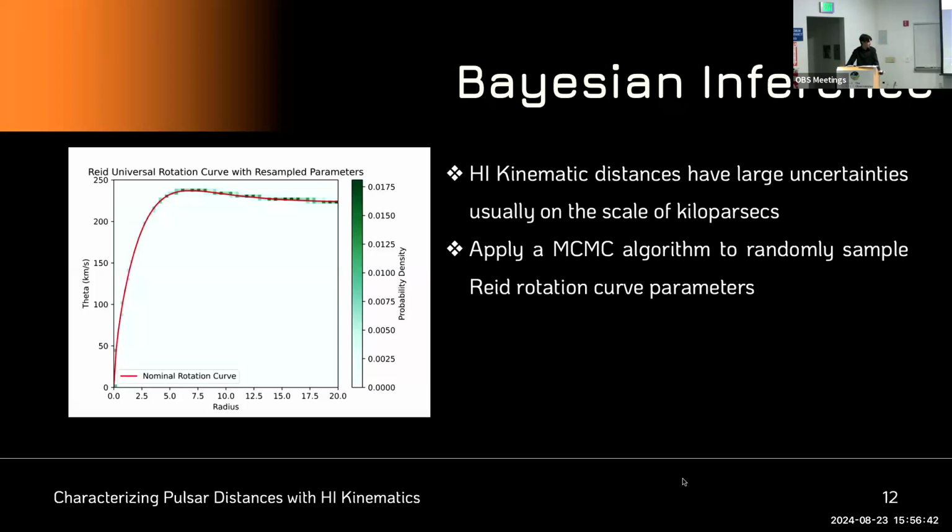And we did a little resampling of the rotation curve model first, and here's the model resample. We did an MCMC algorithm on the parameters to randomly resample them, and then we plotted a 2D histogram of all the rotation curve models with all these resampled parameters.